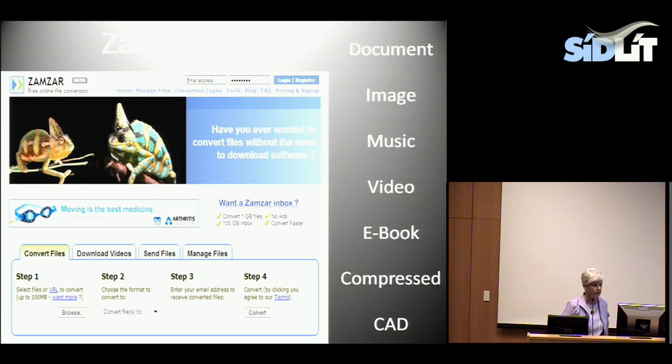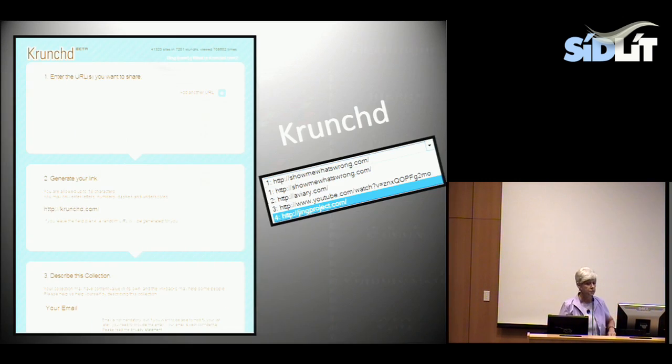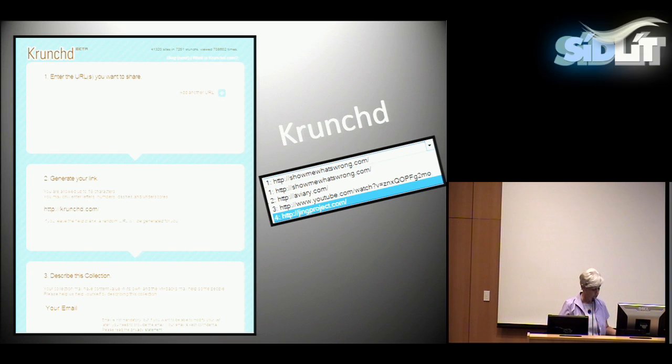Zamzar is a very useful site. It lets you convert various files to different formats. You can see how many different types of files, not formats. The formats list is humongous. You just upload your file right here. You don't download anything to your computer. Upload your file, convert it. It sends you an address where you go download that new file.